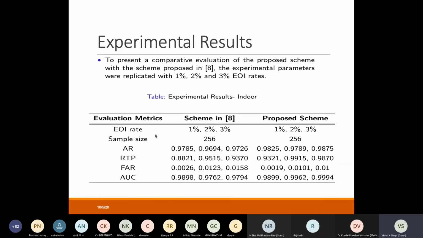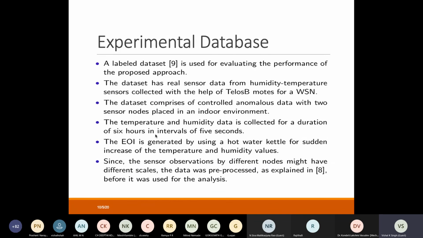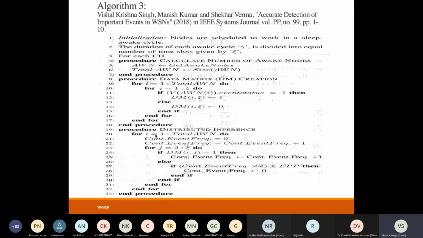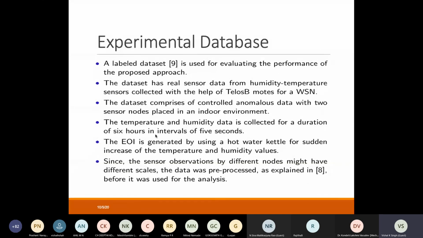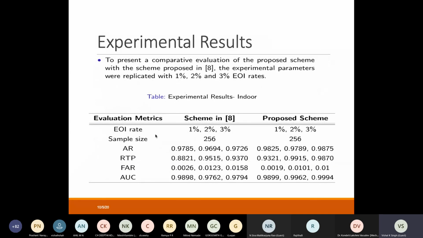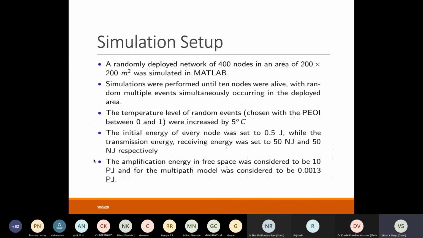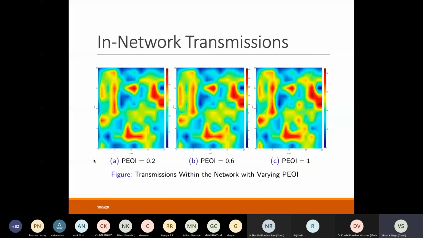So the results of the proposed scheme, the method which I showed over here. The algorithm was implemented and tested on the freely available data set, and we obtained a fairly improved performance in terms of not only accuracy rate, the rate of true positive, the false alarm rate, but in the area of coverage also. And we also performed the simulations in MATLAB, and the nodes were randomly created.